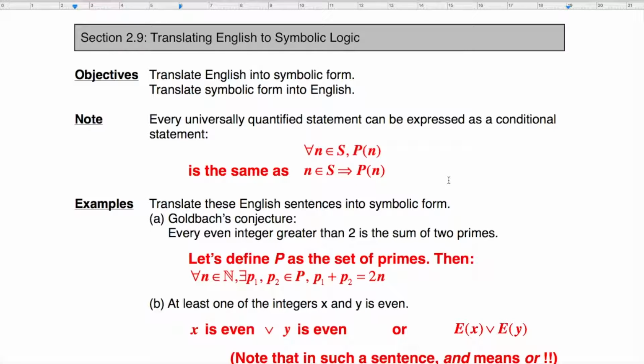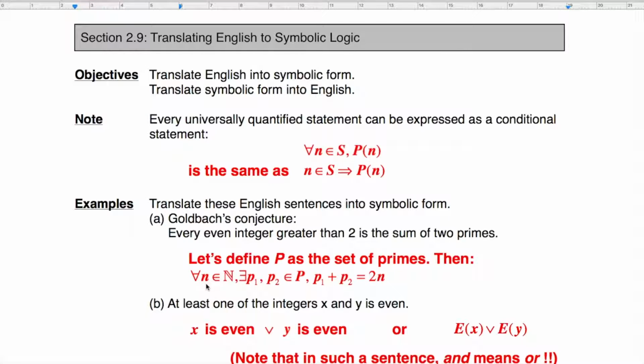So let's translate these English sentences into symbolic form. First, Goldbach's conjecture, a very famous math conjecture. Every even integer greater than 2 is the sum of two primes. So let's define P as the set of primes. It'll make it easier. Then we can write it like that. For every n that is a natural number, there exist two prime numbers such that p1 plus p2 equals 2n.